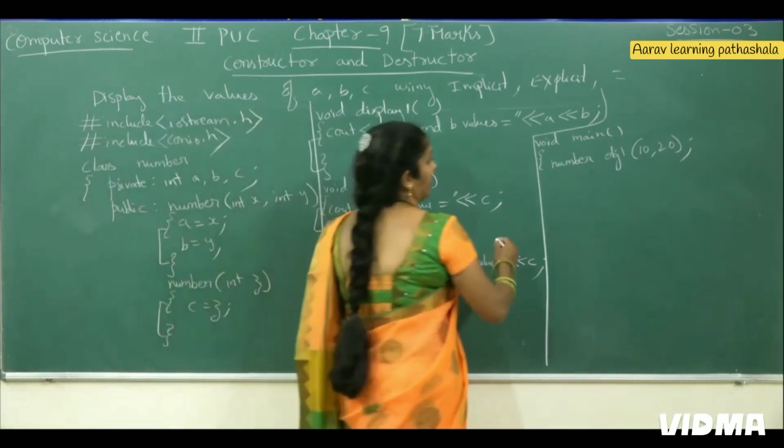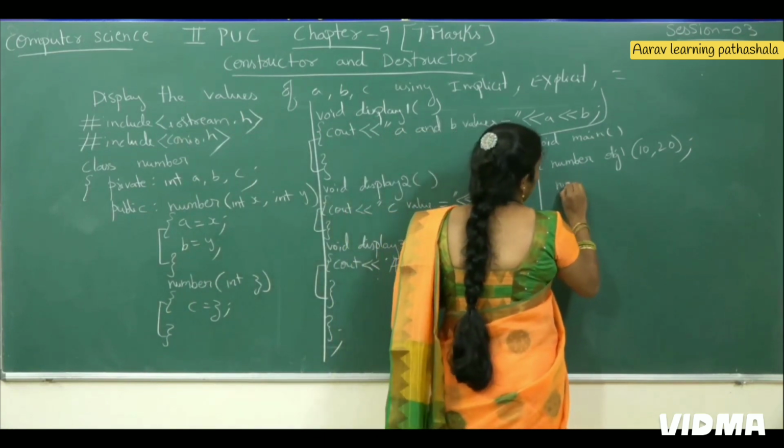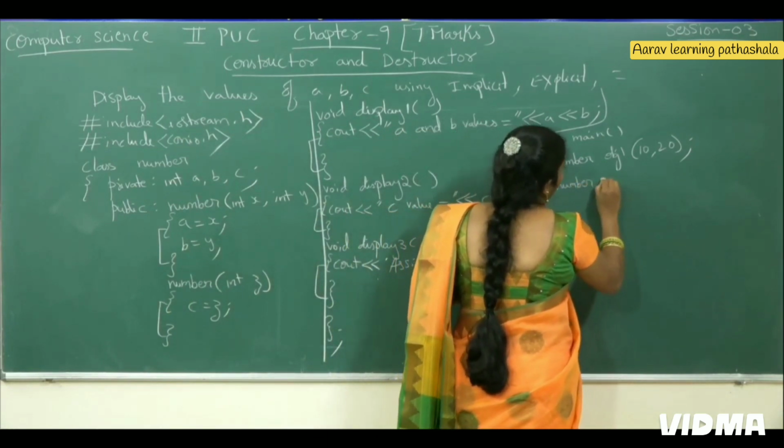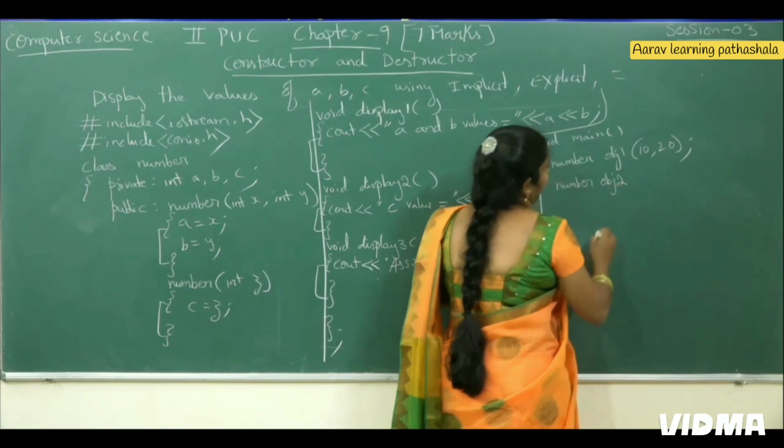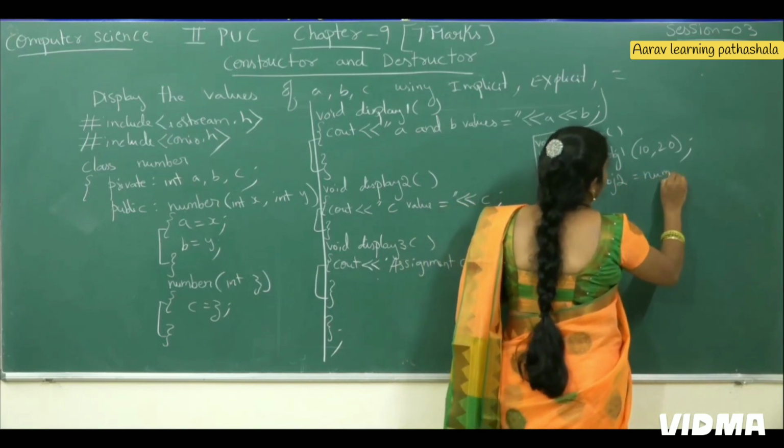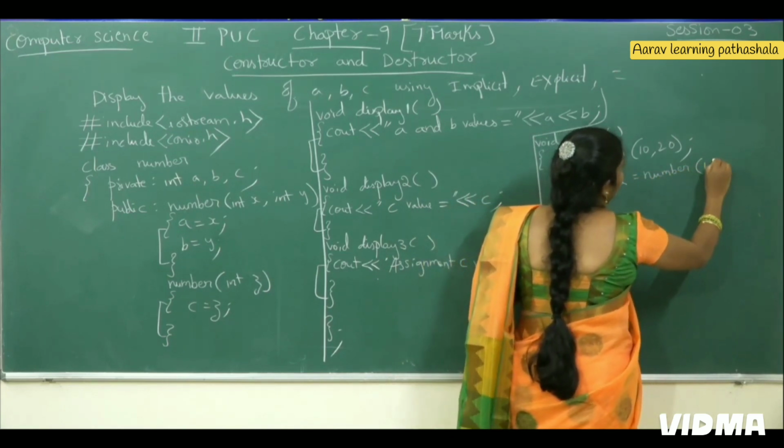Next, one more object I am creating, that is number only. Number object2 equals number, inside the bracket I have to write 30.